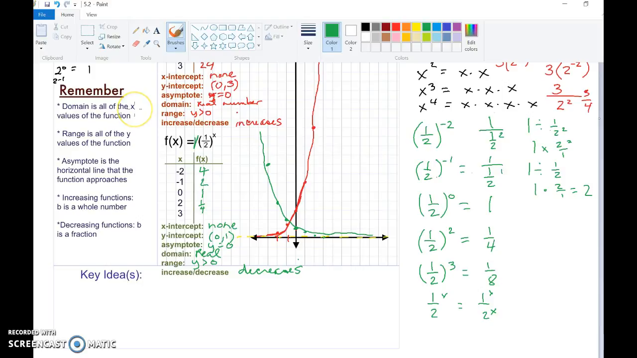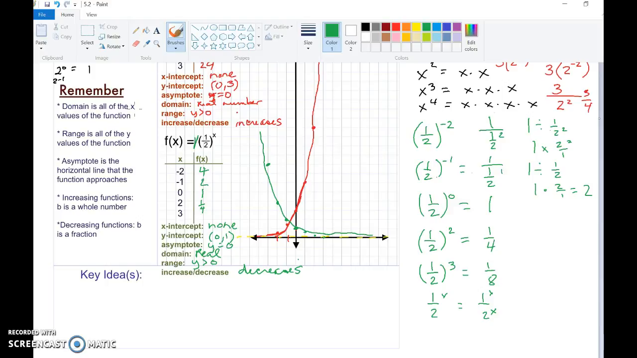Domain is all of the x values of the function. Remember, the domain is all of the x values of the point. Every point on this function has an x value and a y value, and the x values are the domain, and the y values are the range, all right? The asymptote is the horizontal line that the function approaches but never reaches.